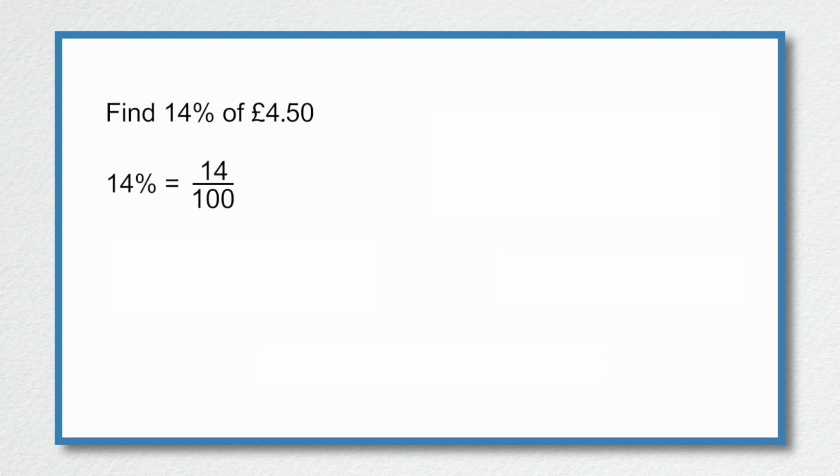14% of £4.50. So 14% is 14 over 100. So we could type in 4.5 divided by 100 multiplied by 14 is equal to 0.63. And because we were starting with £4.50, this 0.63 must mean 63 pence, or 0.63 pounds.